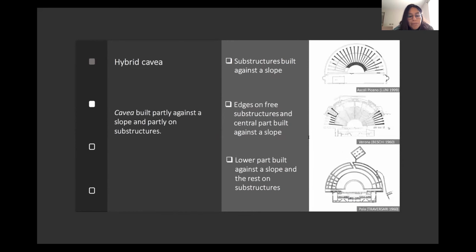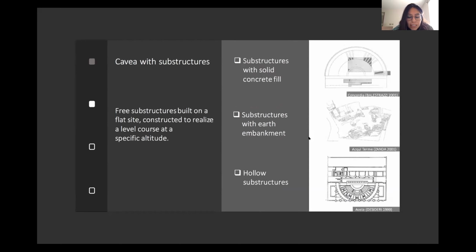In this case, we have three main records: substructures built against the slope with edges on free substructures and the central part built against the slope, or the lower part built against the slope and the rest on substructures. In these last two cases, the substructures could have an earth embankment or be hollow. Lastly, there is the cavea with substructures. This means free substructures built on flat ground, constructed to realize a level course at a specific altitude. In this case, the three records identified are substructures with solid concrete fill, substructures with earth embankment, and hollow substructures, which can be combined between themselves.